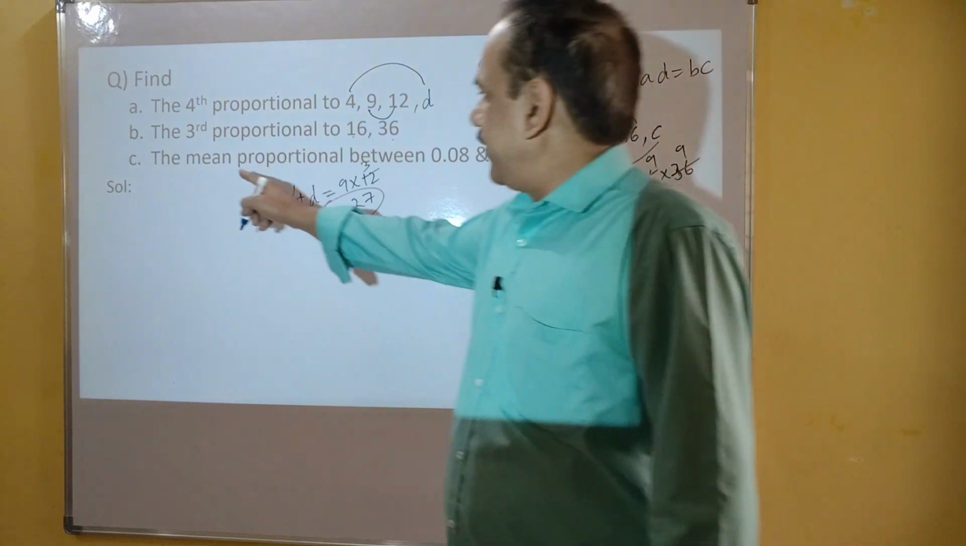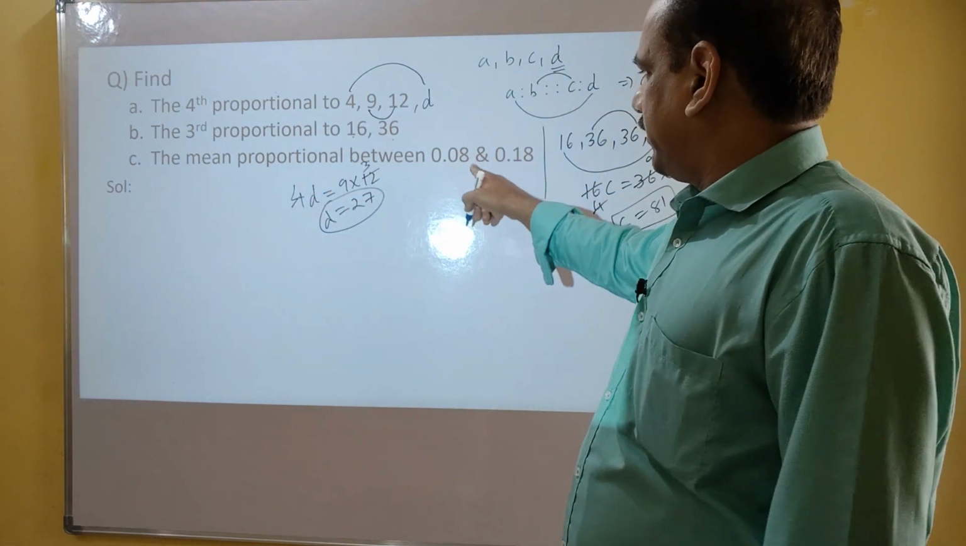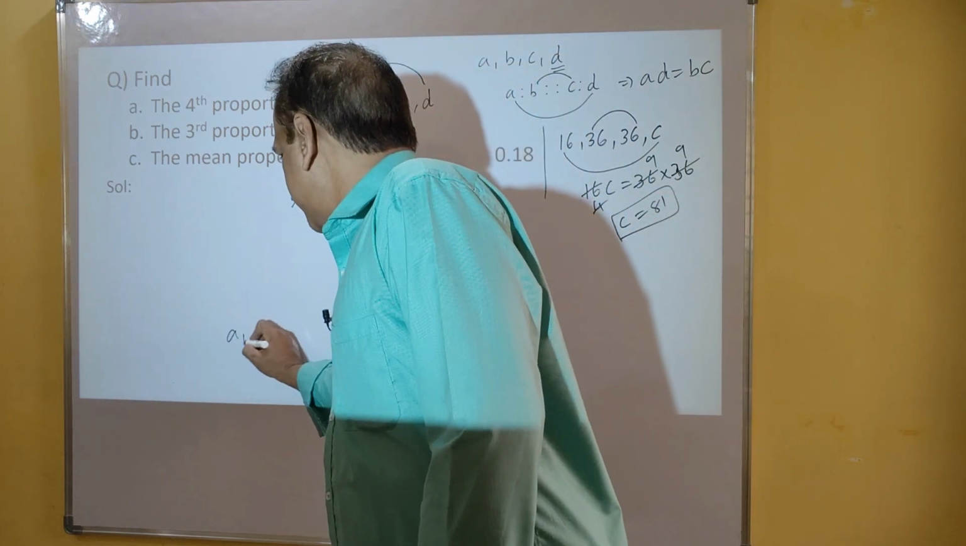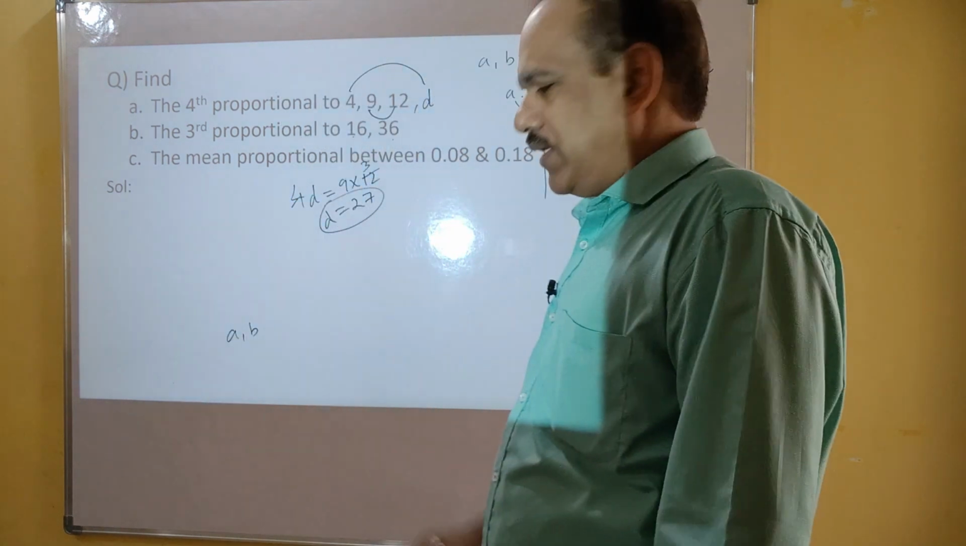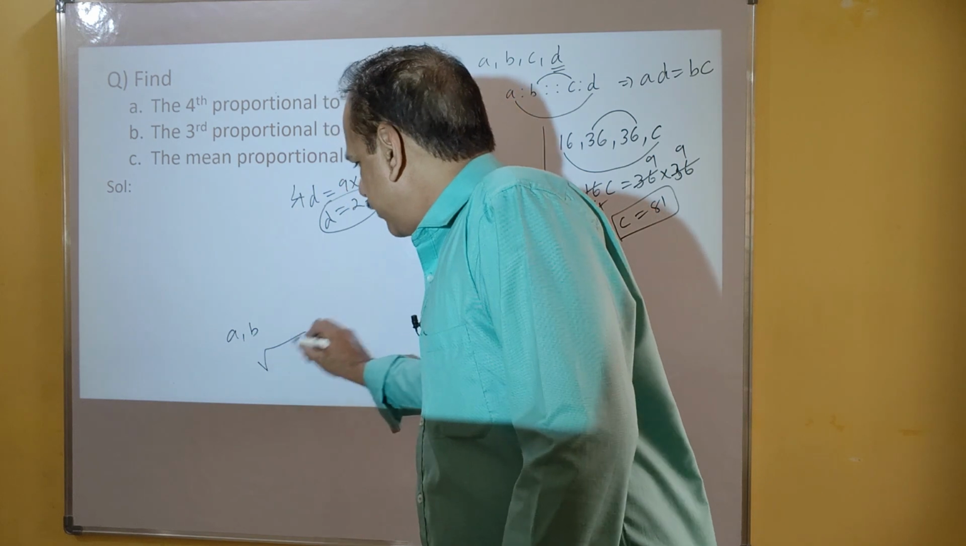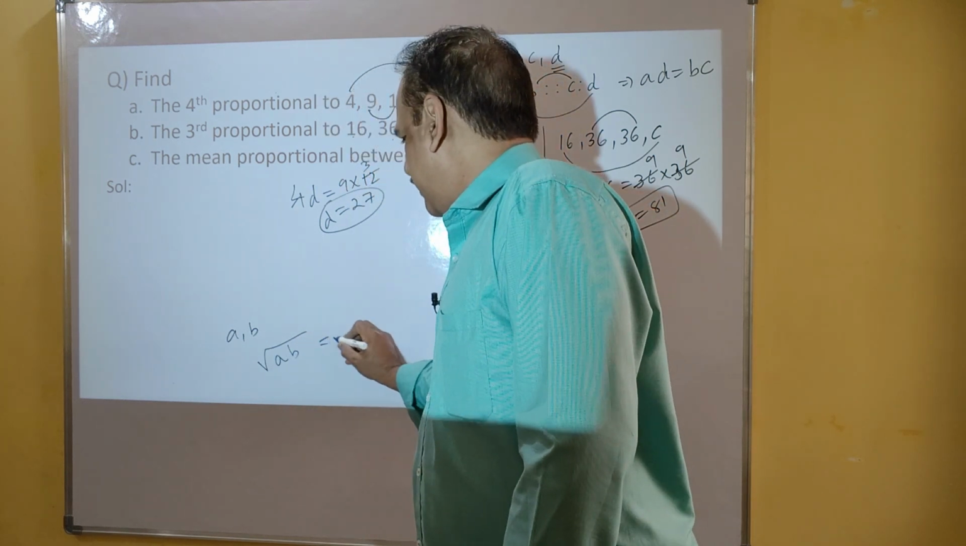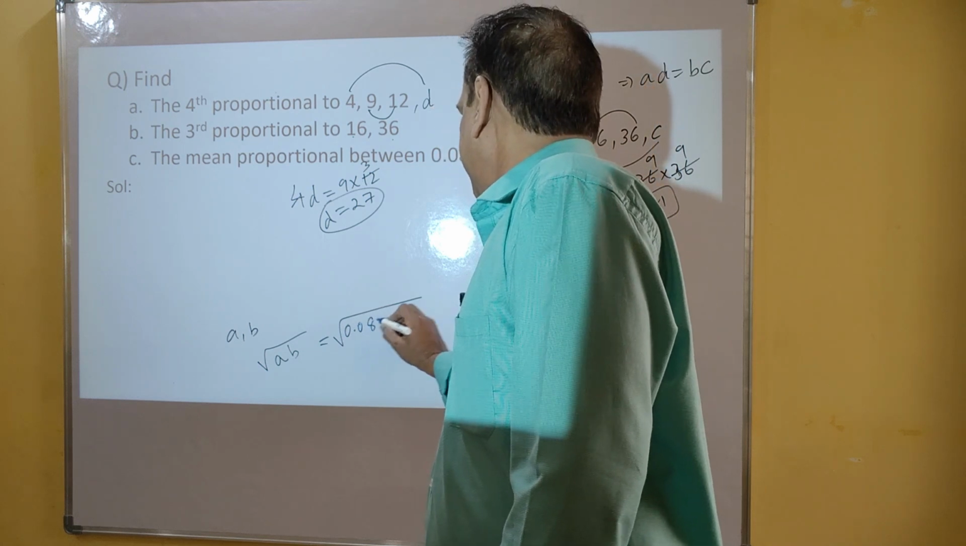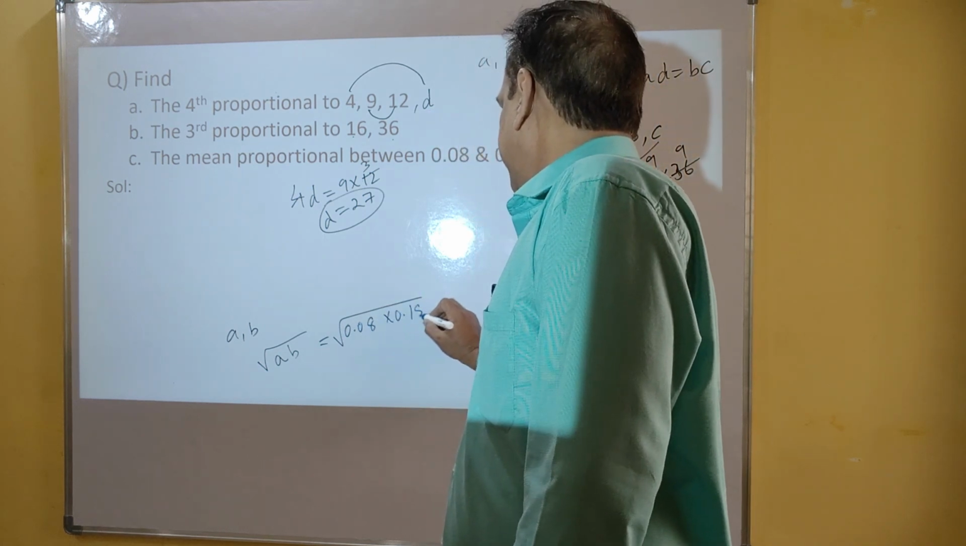Next, the mean proportional between 0.08 and 0.18 is what? The mean proportion of two numbers A and B is root AB. What is root AB here? Root 0.08 into 0.18.